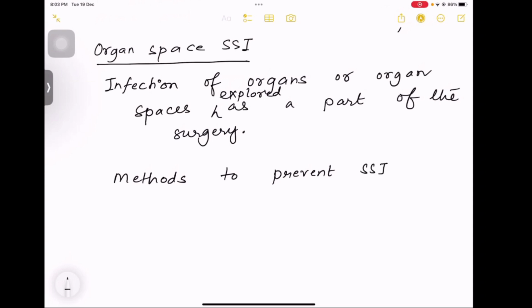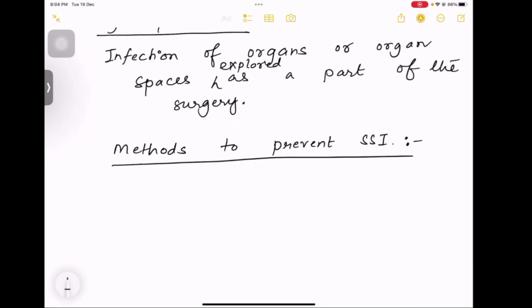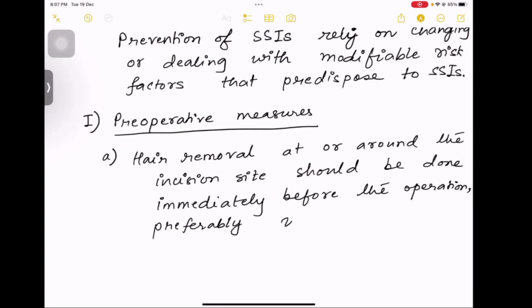Now, a very simple and straight question. What are the methods to prevent SSI? That is our main goal, right? Prevention of surgical site infections relies on changing or dealing with modifiable risk factors that will predispose you to SSI. We have the pre-operative measures, then the intraoperative measures, and third the post-operative measures.